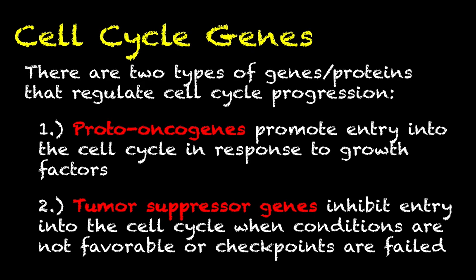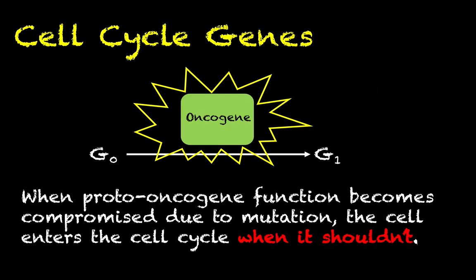And then on the other hand, you have what are called tumor suppressor genes. These are going to have a negative influence on the cell cycle. They inhibit entry into the cell cycle when conditions are not favorable or checkpoints are failed. So tumor suppressor genes are going to prevent a cell from going through the cell cycle when they are not supposed to. So the idea with cancer is that you often end up with genetic mutations that reverse the intended or normal function of these genes and of these proteins.